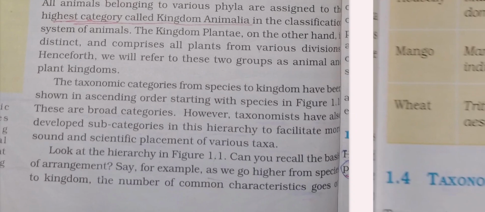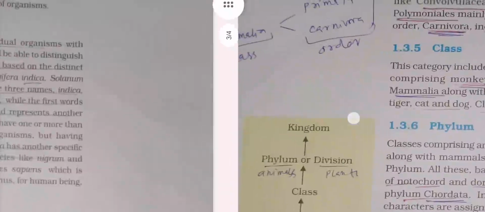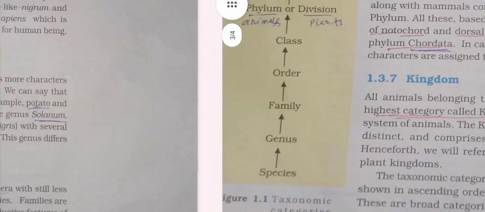Now look at this hierarchy. Listen, this is the species. Species means, suppose in a school, species means the section. Genus means the class. Class 7, class 8, class 9. These are the genus.